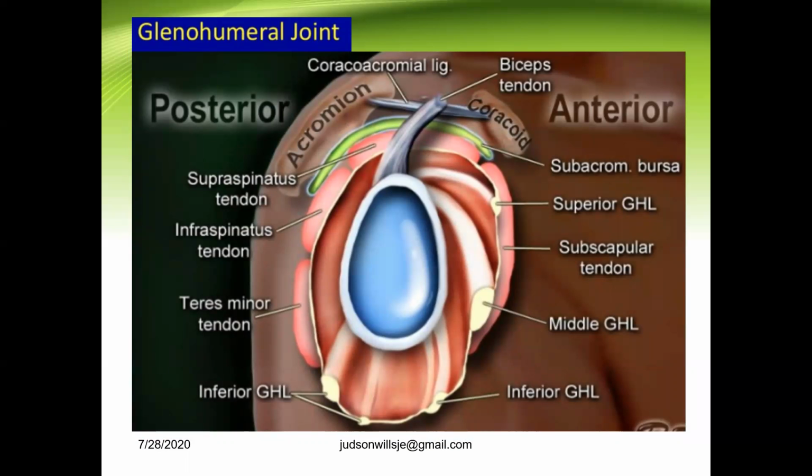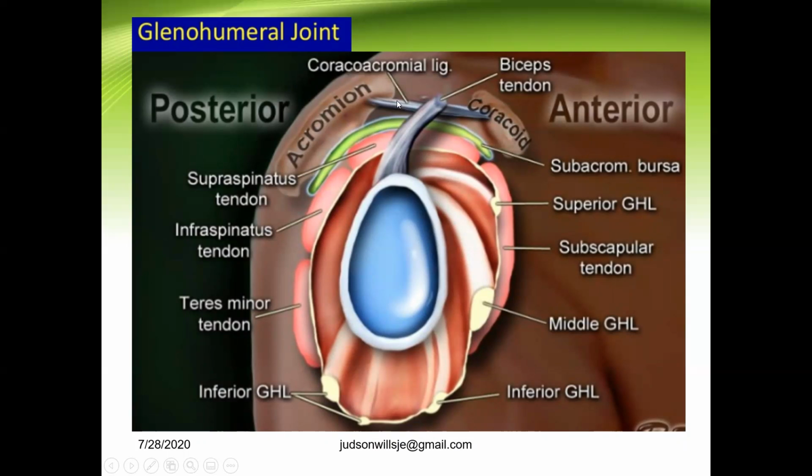And next major point is the glenohumeral joint. Basically, the glenohumeral joint has some supporting structures. Superiorly, it's attaching to the coracoacromial arch and the coracoacromial ligament. This is the coracoacromial ligament.